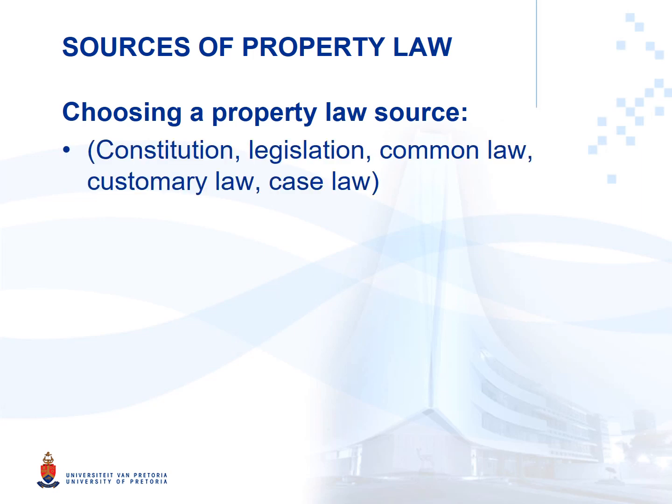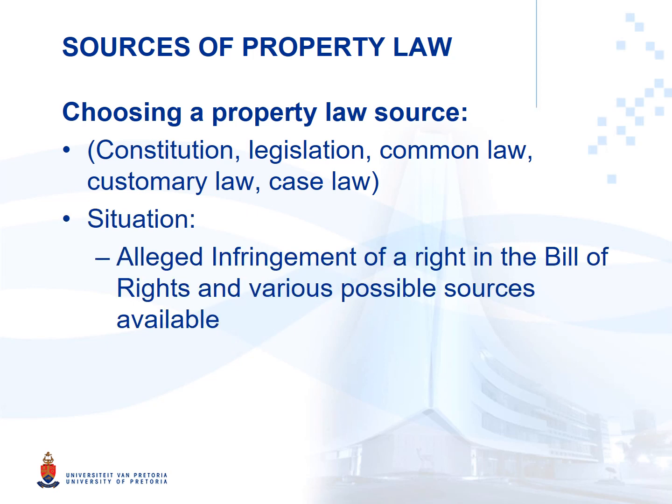Now, as we've seen in the previous slide, there's a number of property law sources. We have the Constitution, legislation, common law, customary law, and case law. But the question that we will be exploring going further now, especially in the next narration, is how one goes about choosing between various sources of property law in the situation where there has been an infringement of a right in the Bill of Rights, and there are various possible sources available that could potentially be relied on to vindicate, to protect this alleged infringed right in the Bill of Rights.